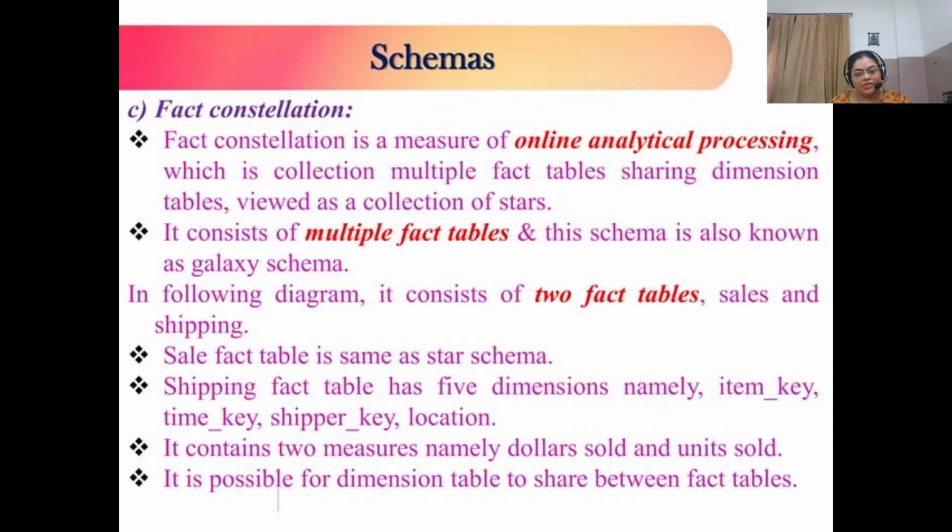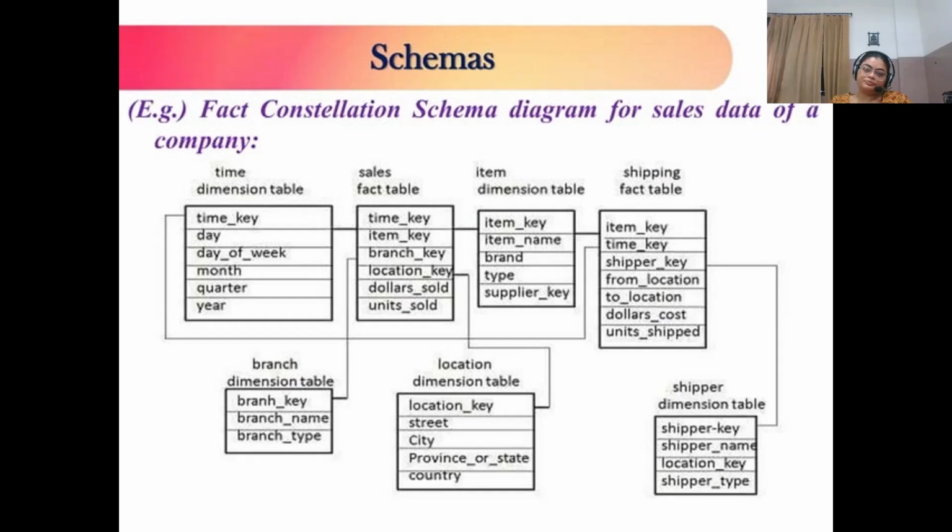Sales and shipping. The sales fact table is the same as in the star schema. The shipping fact table has 5 dimensions, namely item key, time key, shipper key, and location. It contains two measures, namely dollars sold and units sold. It is possible for dimension tables to be shared between the fact tables. Here you can see the example: fact constellation schema for sales data of a company.